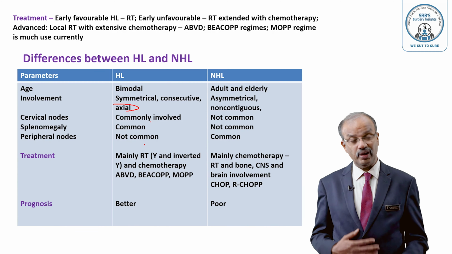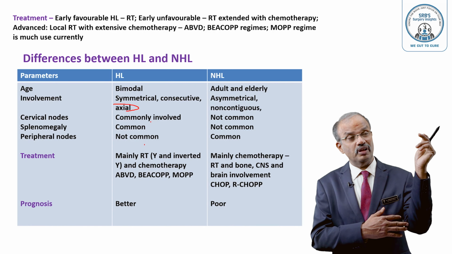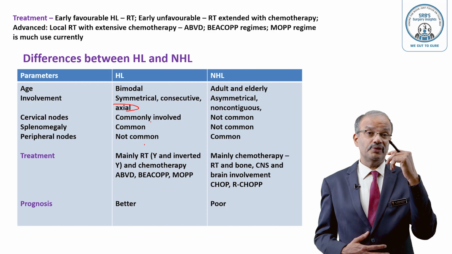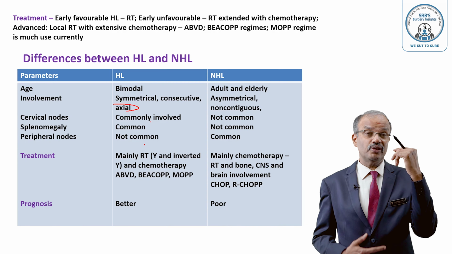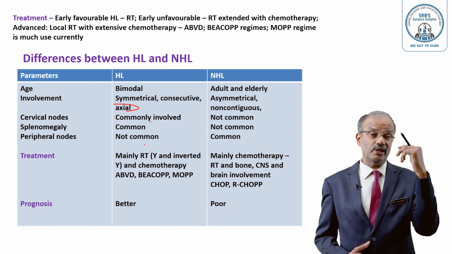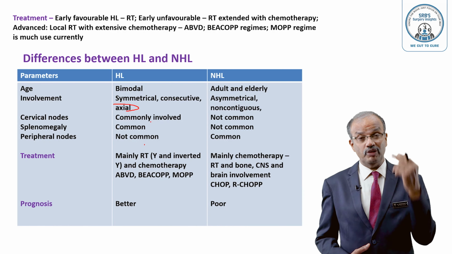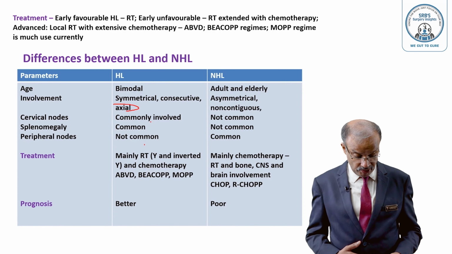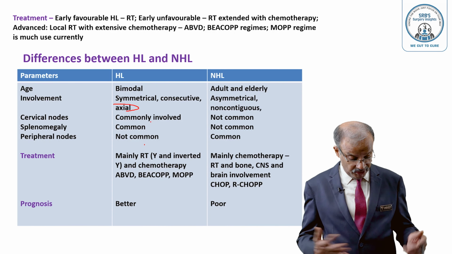Peripheral nodes like supratrochlear, epitrochlear lymph nodes, popliteal lymph nodes, and Waldeyer's ring (adenoid, tubal tonsil, palatal tonsil, lingual tonsil) are commonly involved. Peripheral lymph nodes like epitrochlear and axillary lymph nodes are commonly involved, and groin lymph nodes are involved. Asymmetrical involvement of axial and other areas.